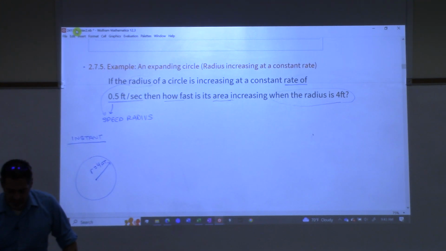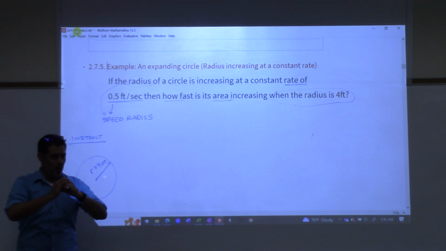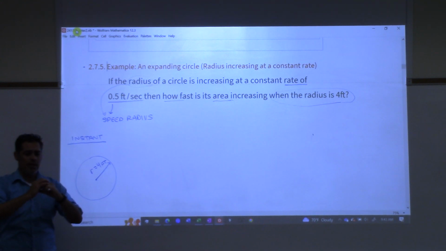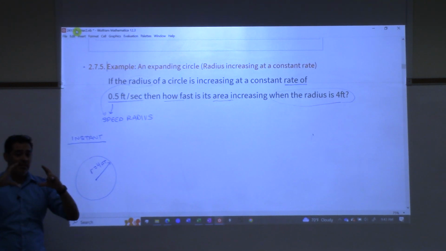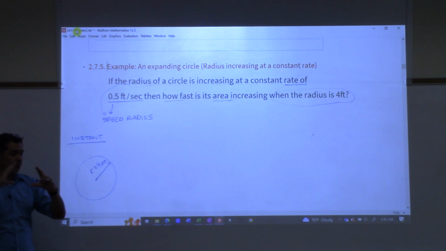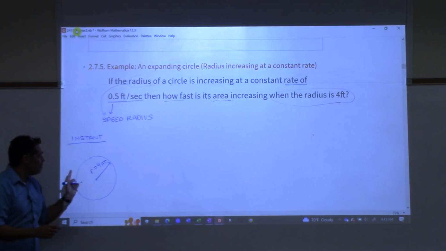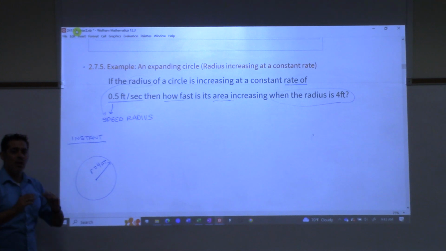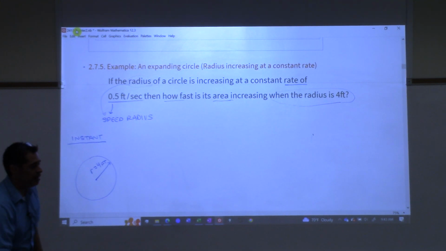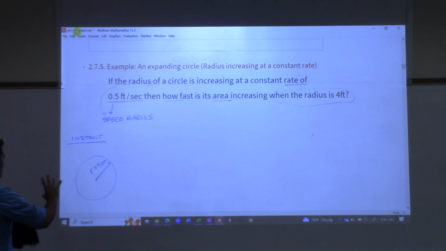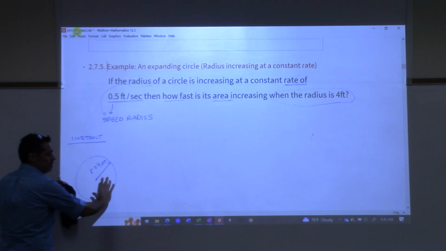So what's happening is the circle's growing, growing, growing. And at exactly the moment that the radius is 4 feet, I want to know at that exact moment how fast the area is changing. I know how fast the radius is changing, but at that exact moment in time, I want to know how fast that area is increasing. What's the rate of change of the area? So that's my instant picture. Nothing is in motion right here.